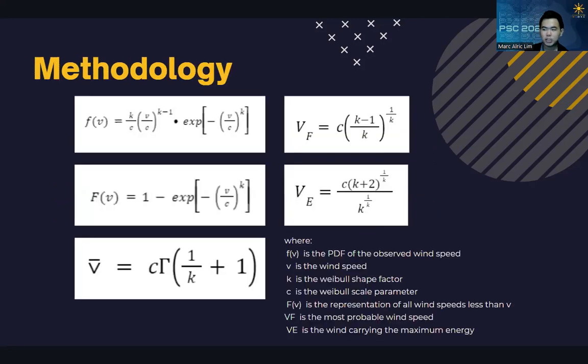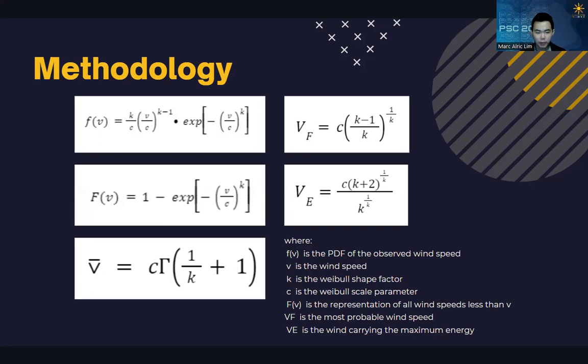What I did was use MATLAB in order to fit a Weibull distribution onto the hourly histogram of the wind speed and determine the Weibull parameters, namely the shape factor, which determines how the distribution of the wind speed will be, and the scale parameter, which expresses the uniformity of the wind flow.